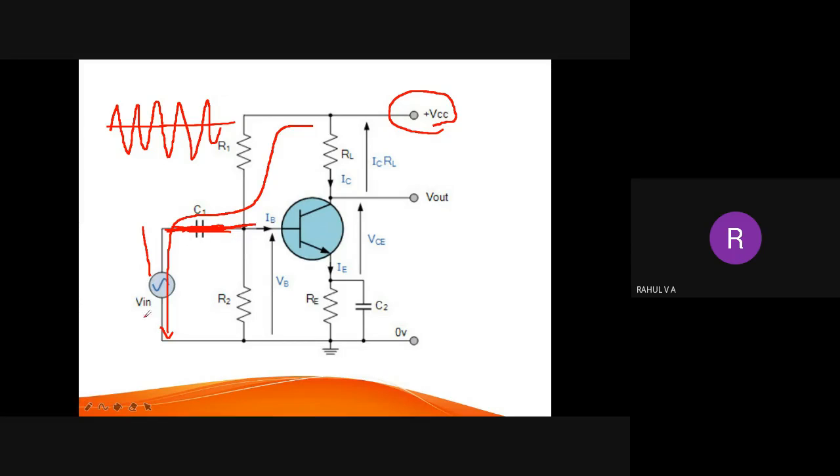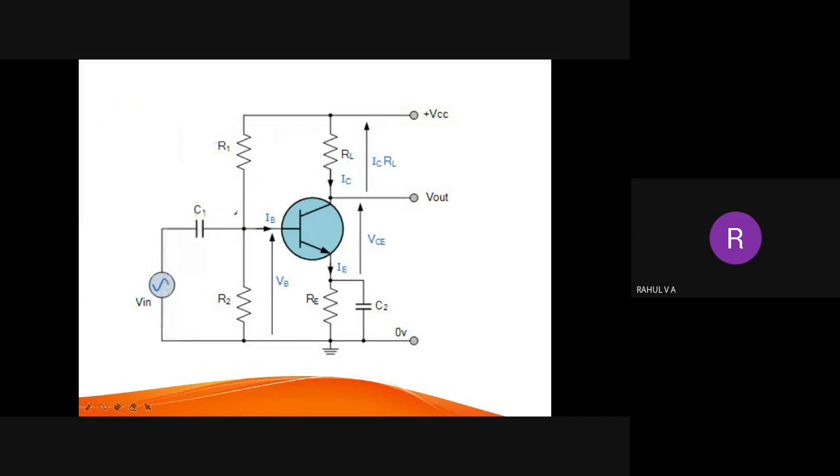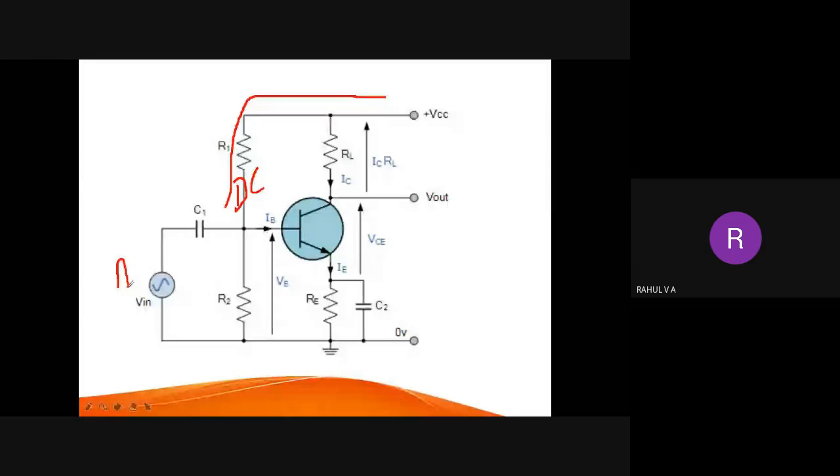But since there is a capacitor, look at this side. This side we have DC, and this side it is AC. As we learned just before, it will allow AC to pass, so AC can go from one side to another. It will block DC, so that DC current cannot flow to the input. Did you understand why the capacitor is placed?